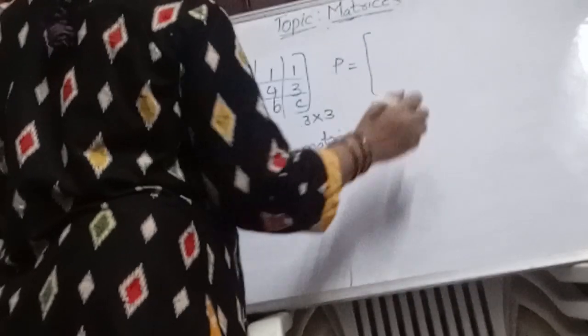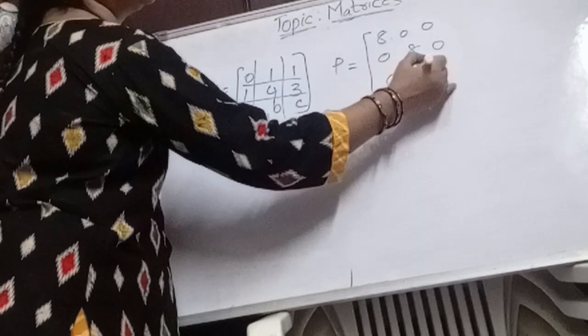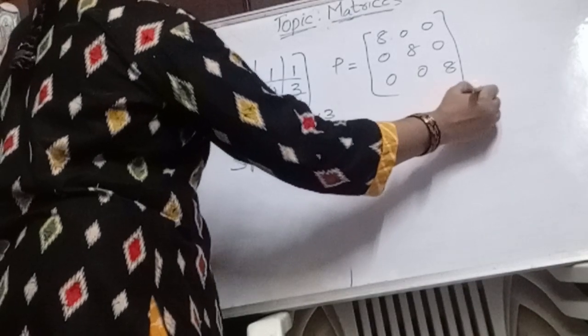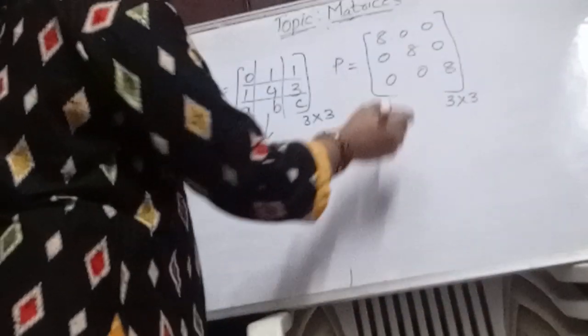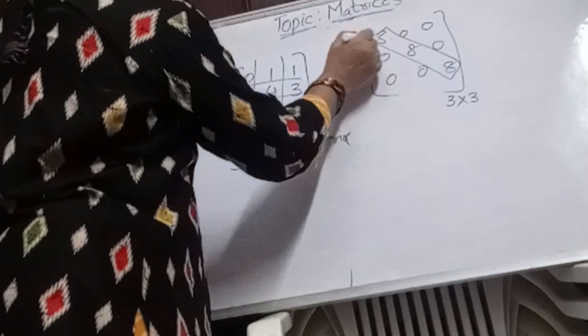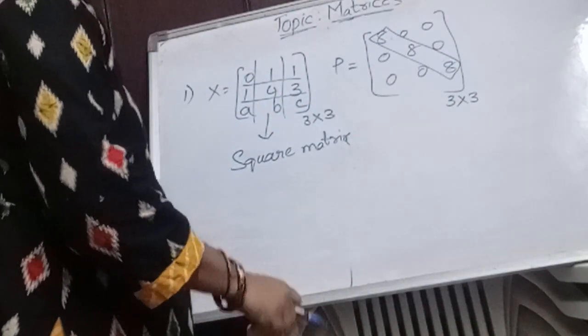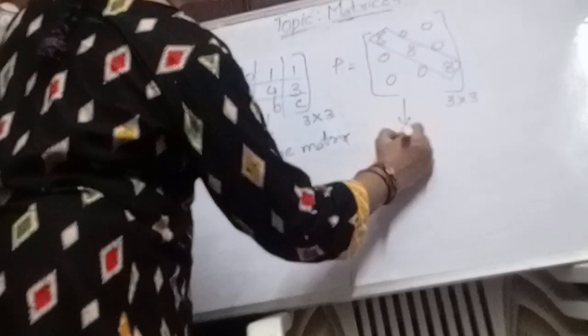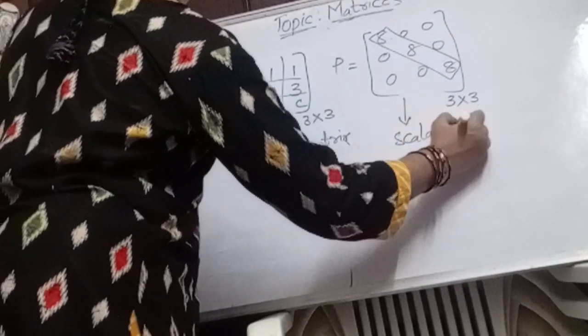Next, say P equals 8 0 0, 0 8 0, 0 0 8. This is a square matrix of order 3 by 3, and the principal diagonal elements are non-zero and the same. So what do we call this? A scalar matrix.